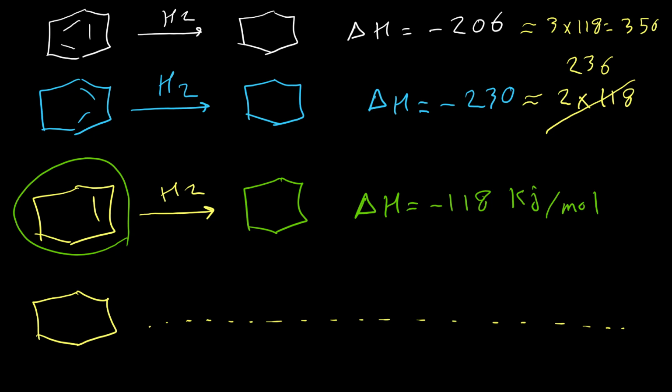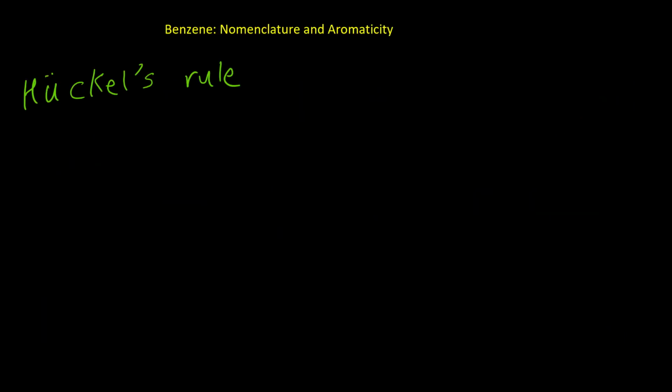Because the double bonds in benzene are not localized. They are delocalized and they move inside of the ring. And this delocalization of the double bonds makes our compound very stable. Benzene is not the only aromatic compound. There are a lot of different types of aromatic compounds.